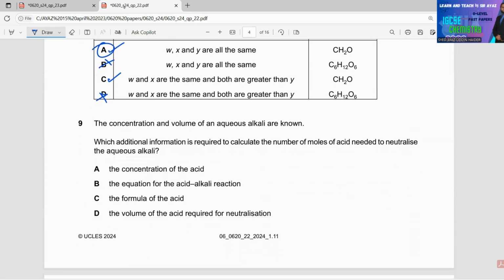9. The concentration and volume of an aqueous alkali are known. Which additional information is required to calculate the number of moles of acid needed to neutralize the aqueous alkali?